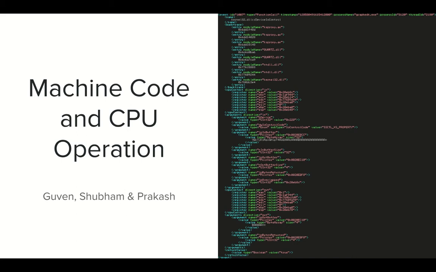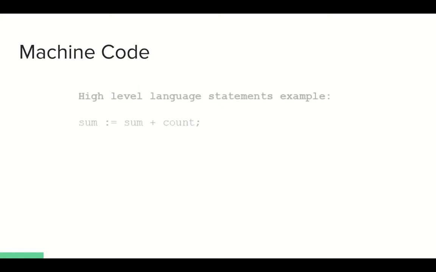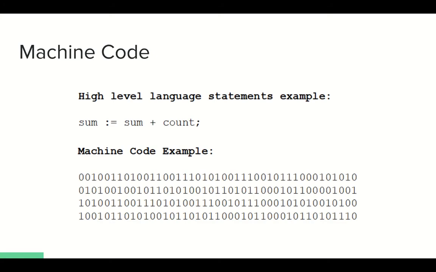Today we'll be discussing machine code and its interaction with the CPU, and how the CPU operates accordingly. Let's start off by explaining what machine code is.